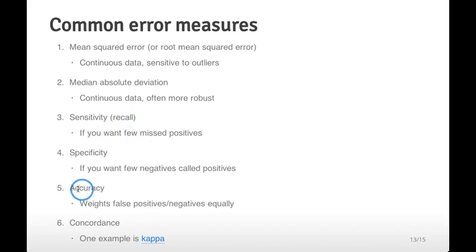You can also look at accuracy for binary data, which weights false positives and false negatives equally. Or you can look at concordance. So concordance is a term that's used when you have multiple predictors and you want to know how well they all coordinate in making predictions. And so I've linked here to one example of a concordance measure.